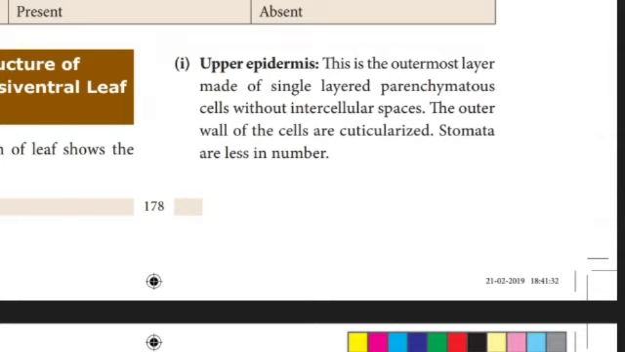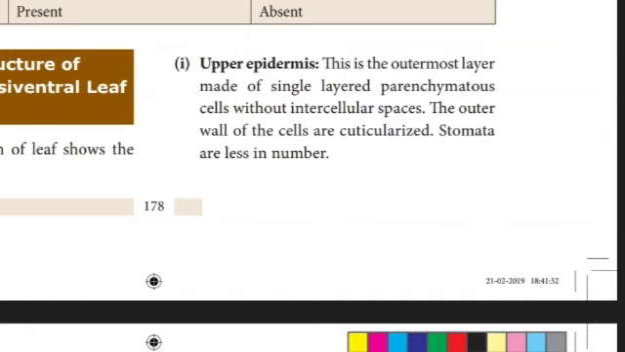The upper epidermis is the outermost layer, a single layer of parenchymatous cells, without intercellular space. The outer wall of the cells are cuticularized, that means cuticles are present. Cuticle is a waxy-like substance. It is responsible for checking the water transpiration process. Already we know about it, isn't it? Yes. Cuticle is present here but in less number.